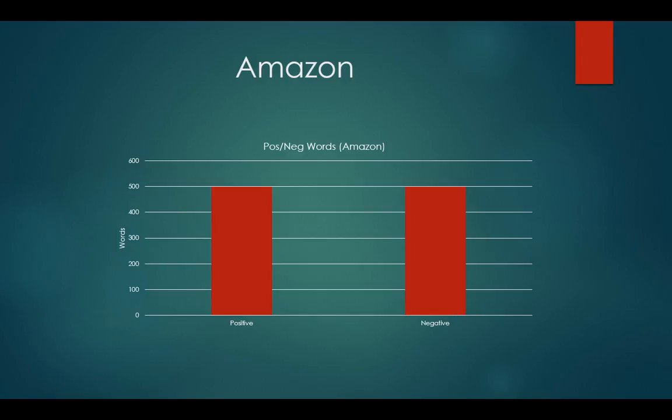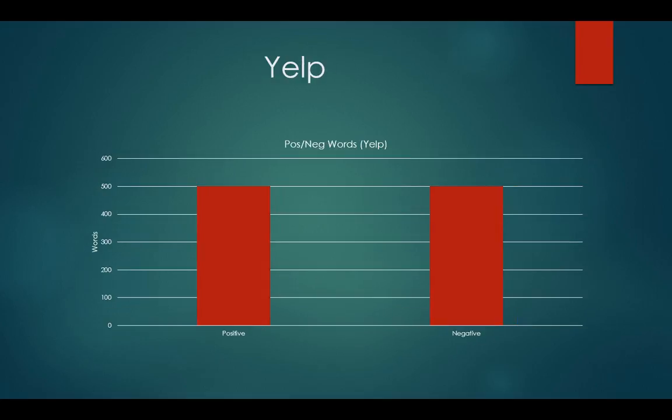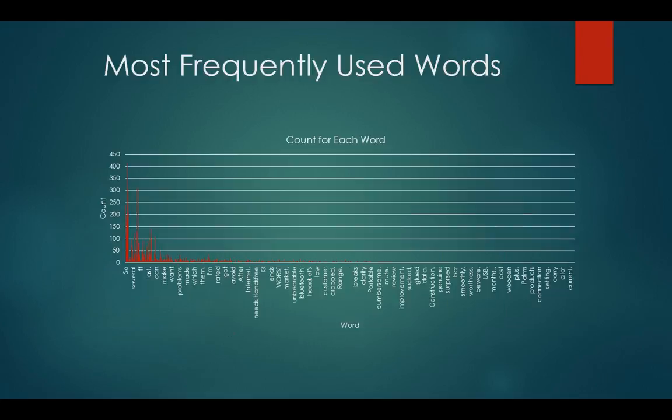As you can see here, we have Amazon, the positive and negative words. As said before, we have 500 positive and 500 negative. These are 500 good reviews and 500 negative reviews based on the sentences and the feedback among the people that use the program. Also, we have IMDb with the exact same. And last, we have Yelp with the exact same 500 positive, 500 negative.